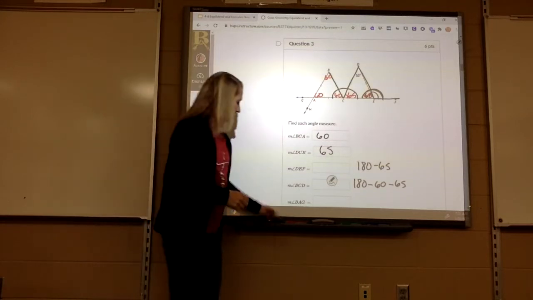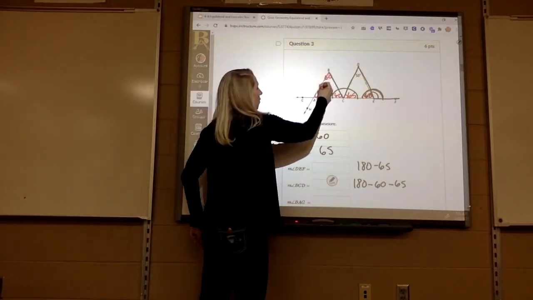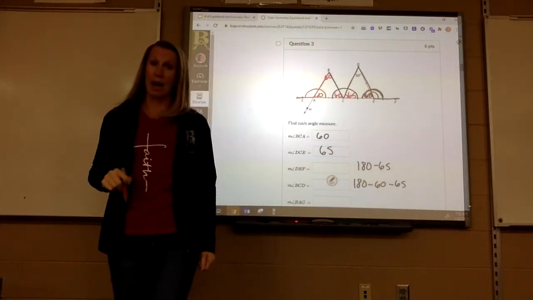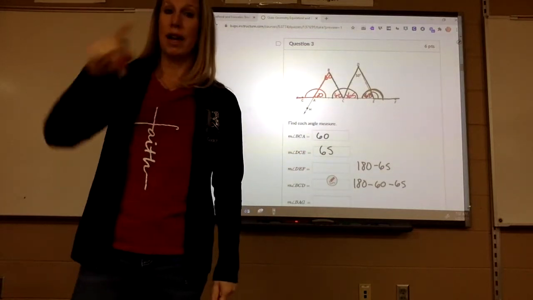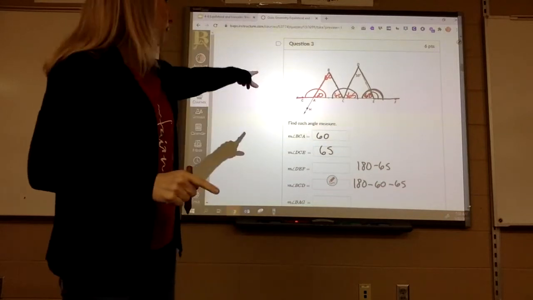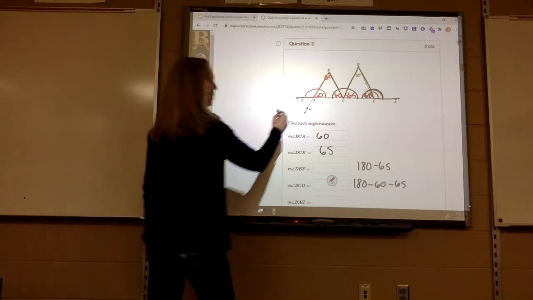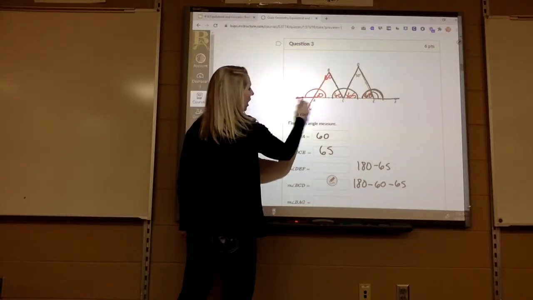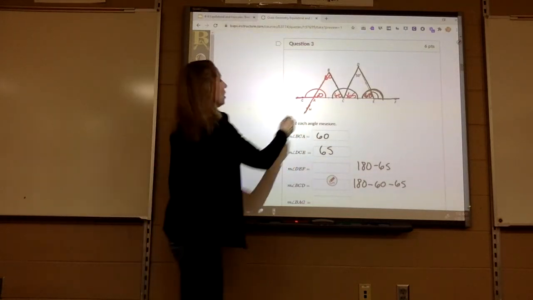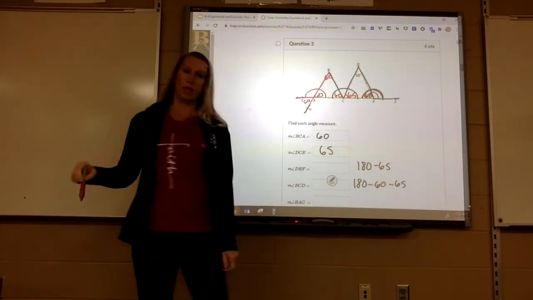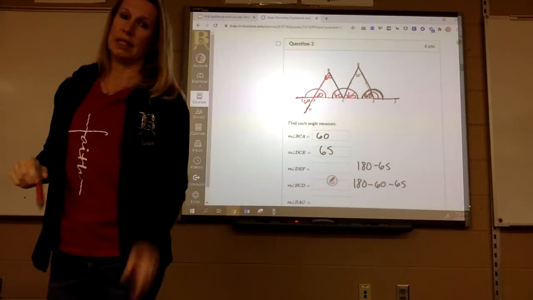Okay, BAG is this angle right here. So notice again we have a linear pair, and a linear pair adds to 180. So just do the 180 minus 60, and that'll give you that angle. And then I think the last one is this right here, GAH. Notice those are vertical angles, and vertical angles equal each other. So that angle would be 60.